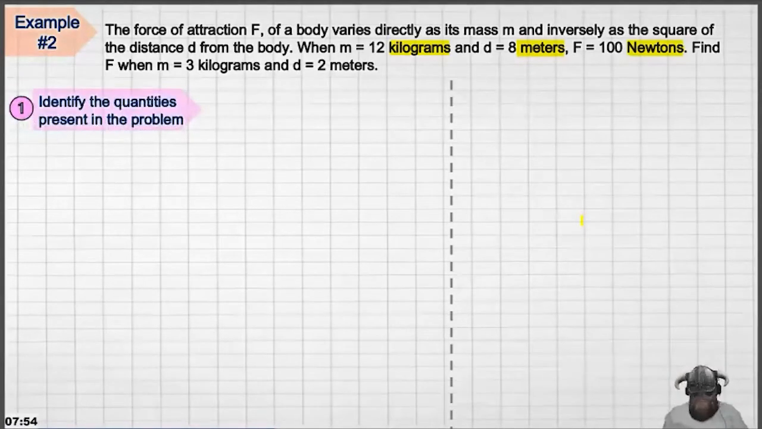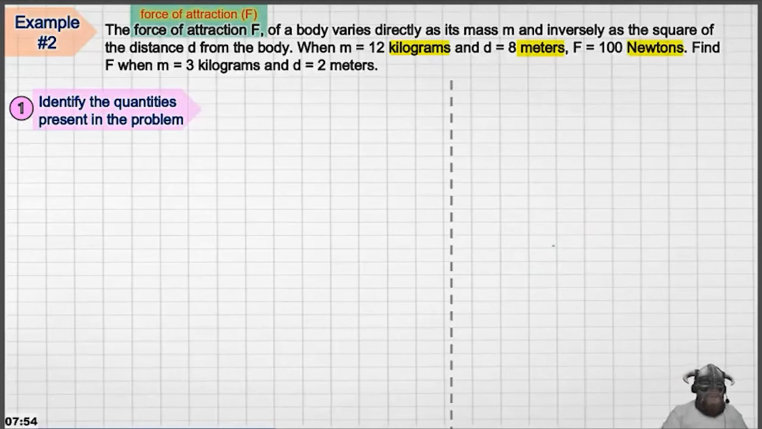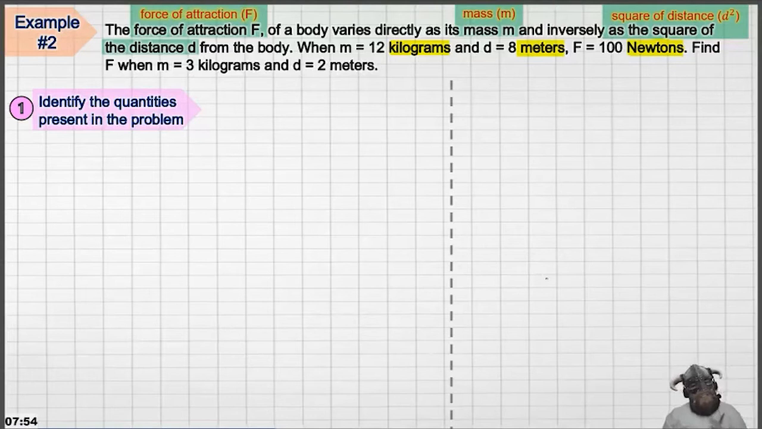Now, as we continue, first we have to identify the present quantities. Unang-una dyan, syempre yung force of attraction F. Second, the mass. And the third will be the square of the distance. Dito, nilagyan ko na ng square of distance, hindi ko na lang siya ginawang just variable d, para aware na tayo na kapag gumawa tayo ng equation, pag sinabing square of distance, d squared na agad yung ilalagay natin.